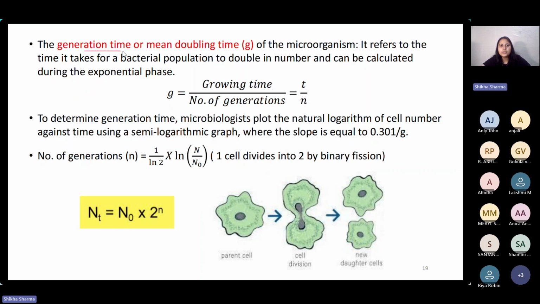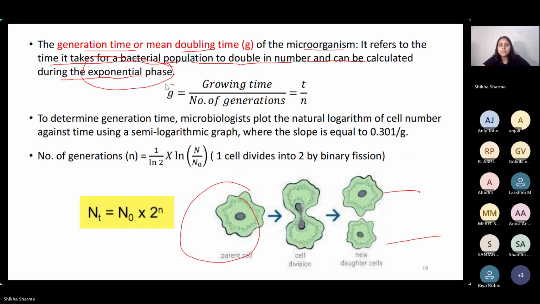The generation time or mean doubling time of a microorganism is the time it takes for a bacterial population to double in number, and it can be calculated during the exponential phase where binary fission is happening. So this is a parent cell, and when cell division happens, two daughter cells are produced, because we are considering binary fission.